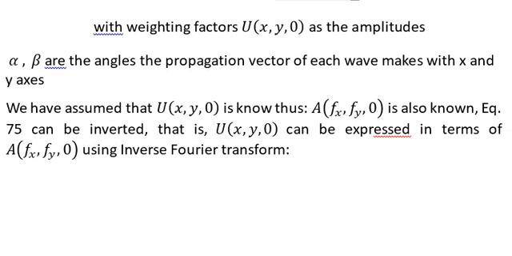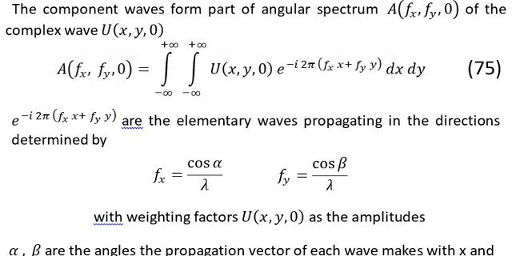Alpha and beta are the angles the propagation vector of each wave makes with the x-axis and y-axis. We have assumed that u at x comma y comma 0 is known. So you see that in the problem this field at z equal to 0 is known. That's why the angular spectrum is also known through equation 75. On the right hand side, u at x comma y comma z equal to 0 is known, so the left hand side, the angular spectrum A at fx comma fy comma 0, is also known.